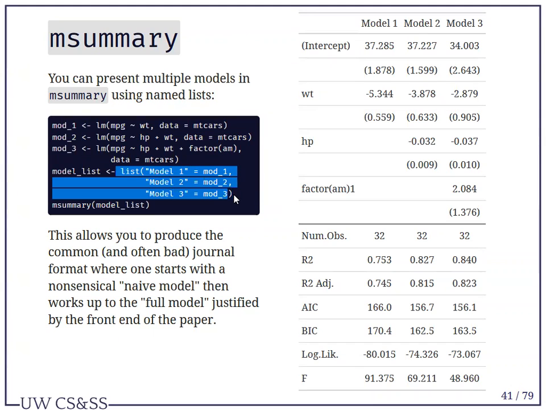And we then create a list of each of our models, and we can give it to mSummary, and it will format them the way you're used to seeing them in journals. This allows you to produce the common and often bad journal format where one starts with a nonsensical, naive model and works up to the full model that's justified by the whole rest of the paper. That's all that we're actually interested in. So why do we have this one here? Post-comps, I have a lot to say about all of these tables.